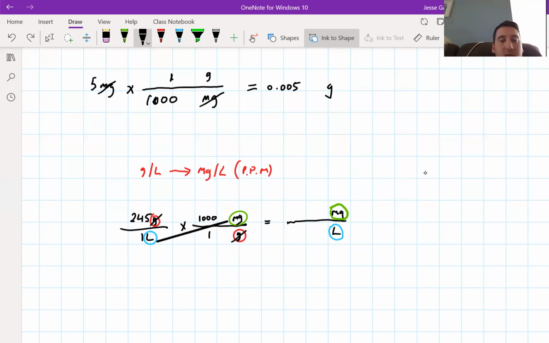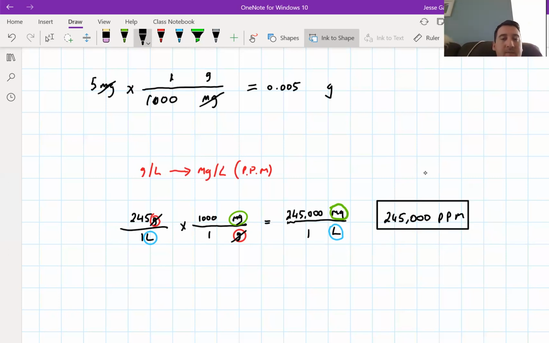Looks good so far. I'm getting rid of, sorry, those lines I've just drawn because they make a mess. And I'm getting my calculator out and I'm doing this. I'm going to get 245,000 milligrams in every 1 liter. And that is equivalent to 245,000 ppm. And that's how I write my answer. So that there will be my final answer. That's how you do it.